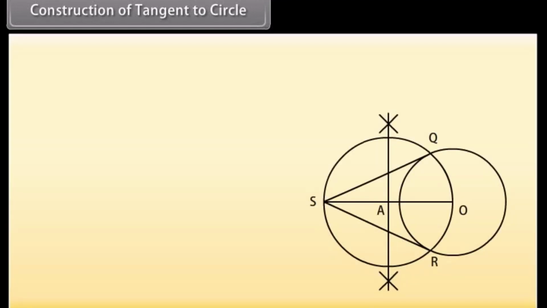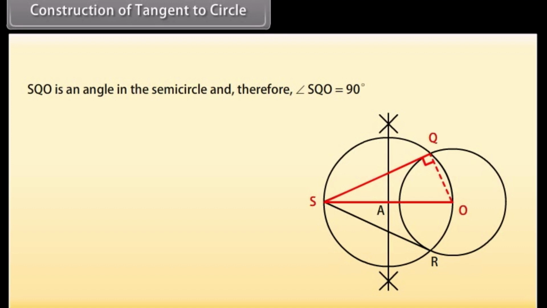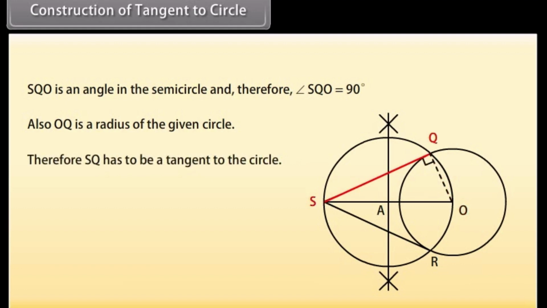Let us now check how this construction provides us the required tangents. Join OQ. We can now see that SQO is an angle in the semicircle and therefore angle SQO is equal to 90 degrees. Also, OQ is a radius of the given circle. Therefore, SQ has to be a tangent to the circle. Similarly, we can say that SR is also a tangent to the circle.